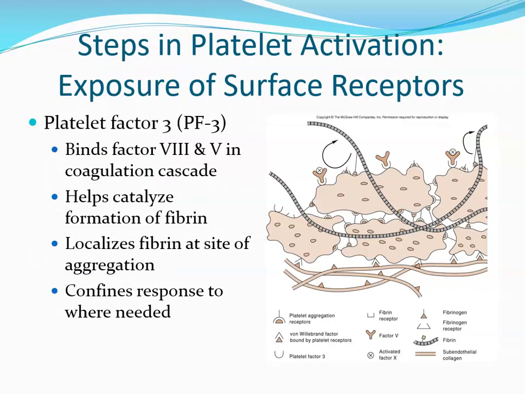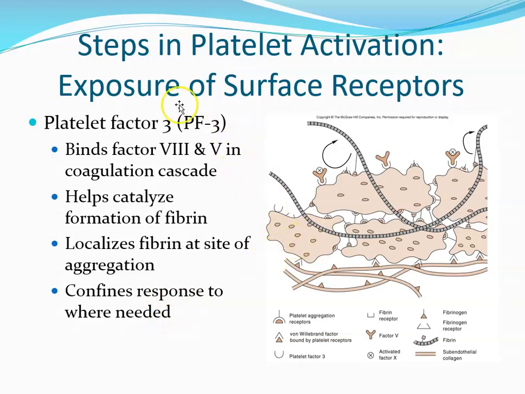Our third step in platelet activation is the exposure of surface receptors. One of these factors is called platelet factor 3. Platelet factor 3, these are the upside down U's that are shown here in this picture. Platelet factor 3 will bind clotting factors 8 and 5. 8 is not shown, but clotting factor 5 is. This is what looks like the letter Y. This helps to catalyze the formation of fibrin and localize it at the site of platelet aggregation. Basically what it does is help to confine the response to where it is needed.